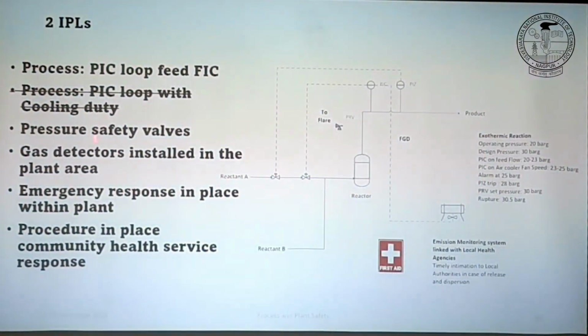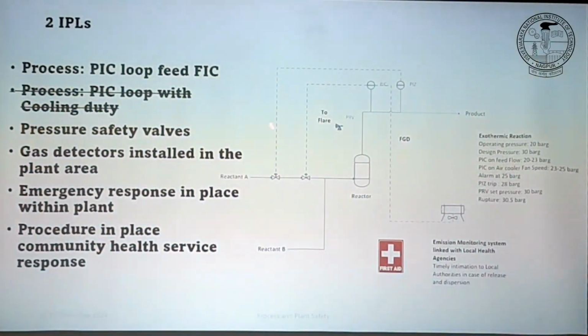So we say we have a pressure safety valve. Now we say we have a PIC loop. The FIC, the feed control, and the pressure control are also connected. We have PIC with the cooling duty. What we said is, we sense the pressure here.